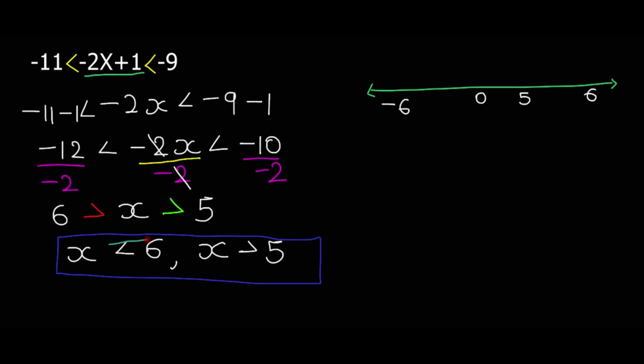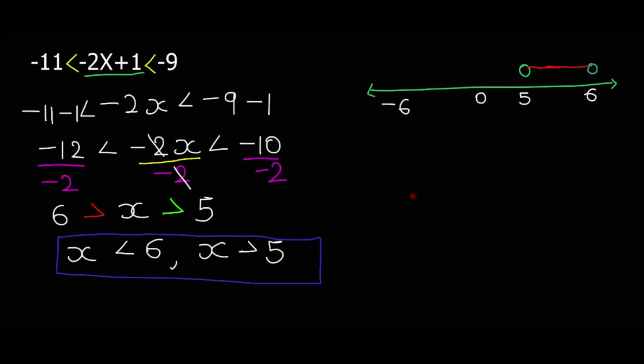For this one, x is less than 6. Because of this inequality, we use the open circle. And because it's less, we go on the left hand side. And then for this one, x is greater than 5. This is 5, so we use the open circle. And because it's greater, we go in this direction. So this is our answer on a number line.